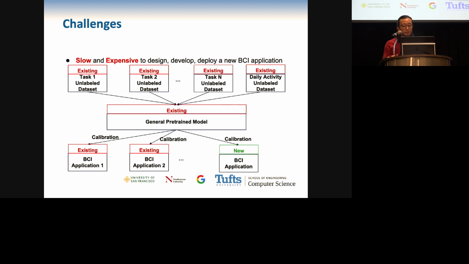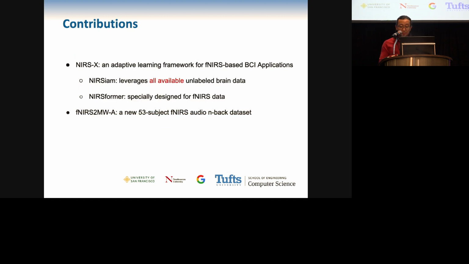So we hold 2 questions here. The first is, can we reuse the data from a different task, or even from unlabeled data collected when subjects perform their normal activities? The second, for each new application, can we calibrate an existing general BCI model on the new task? Considering this, we want to leverage unlabeled NIRS data to avoid extensive data collection and labeling for each new application.